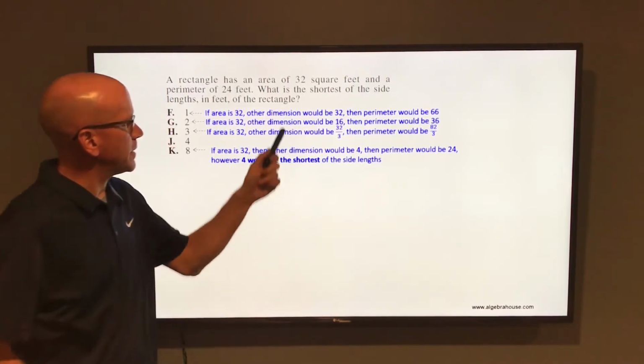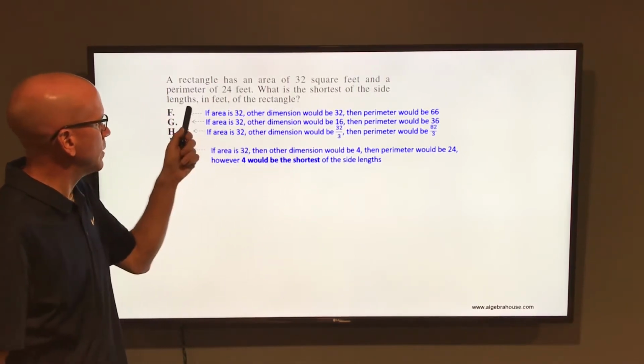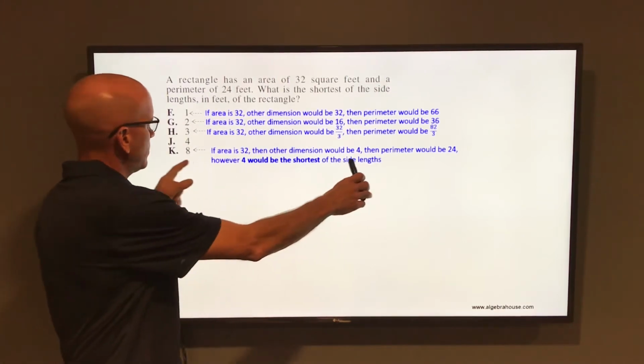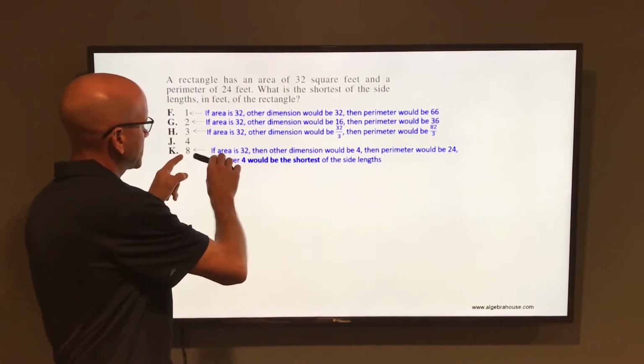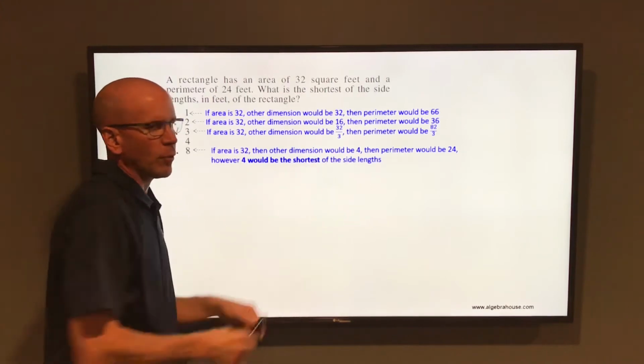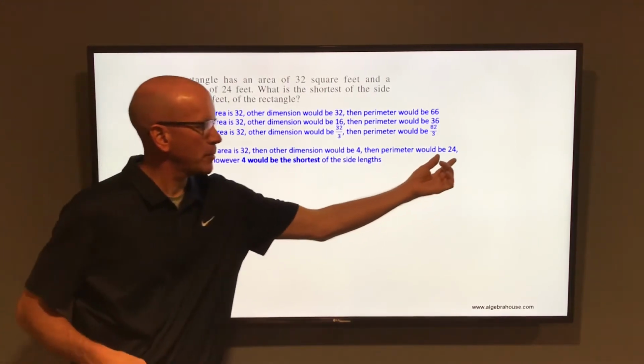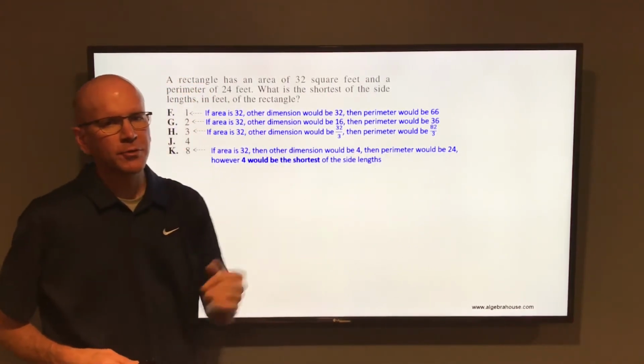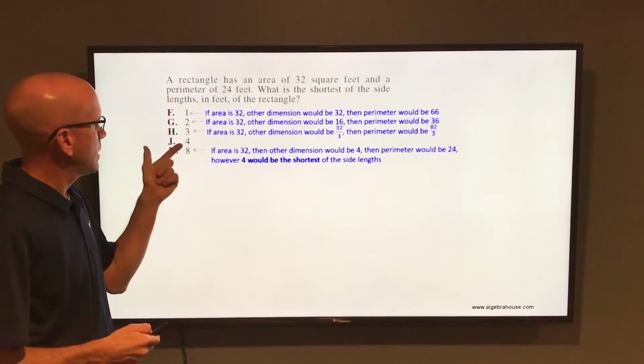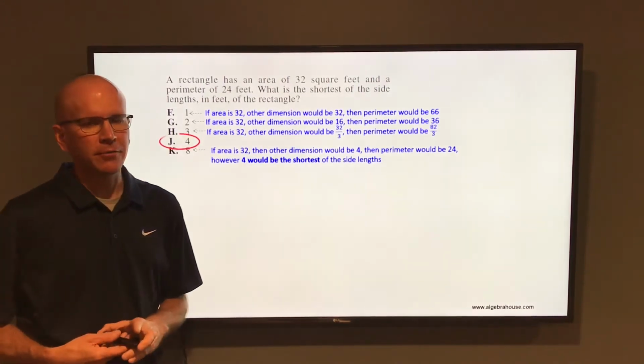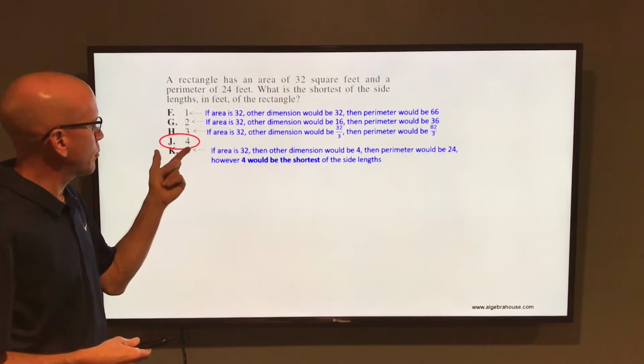Go back, read it again. What is the shortest of the side lengths? On this letter K here, one side was 8, the other side was 4. It worked out for the perimeter to be 24, but we want the shortest side length. That's why letter J is the correct answer. J is 4, that's the one we want.